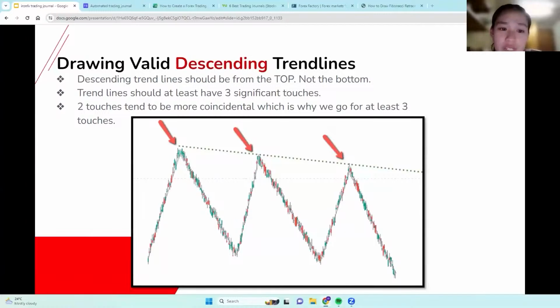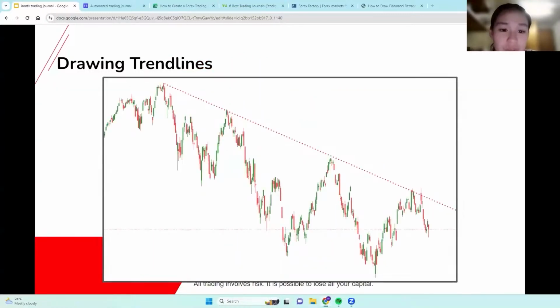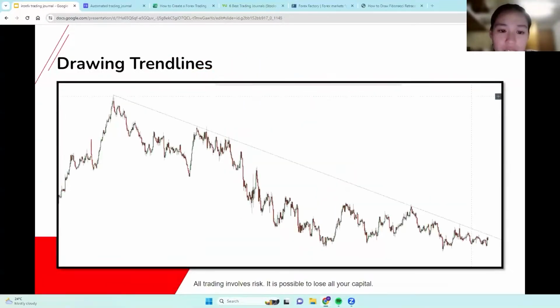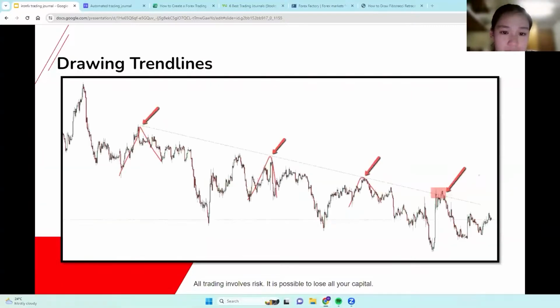For descending trend lines, the touches should be on the top, but same thing, we are looking for at least 3 significant touches. You can see here, we have about 4, and here we have about 4 as well. So watch out for at least 3 significant touches for it to be considered a valid trend line, like over here. And you can see on the 4th touch, price is playing the reaction.